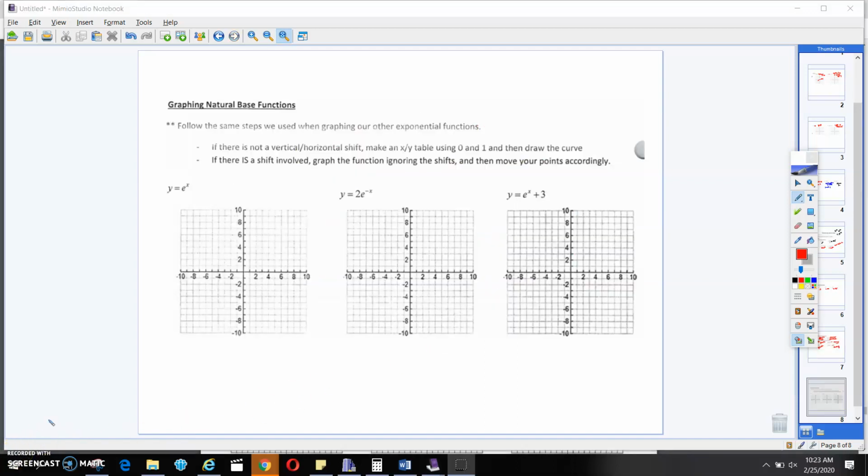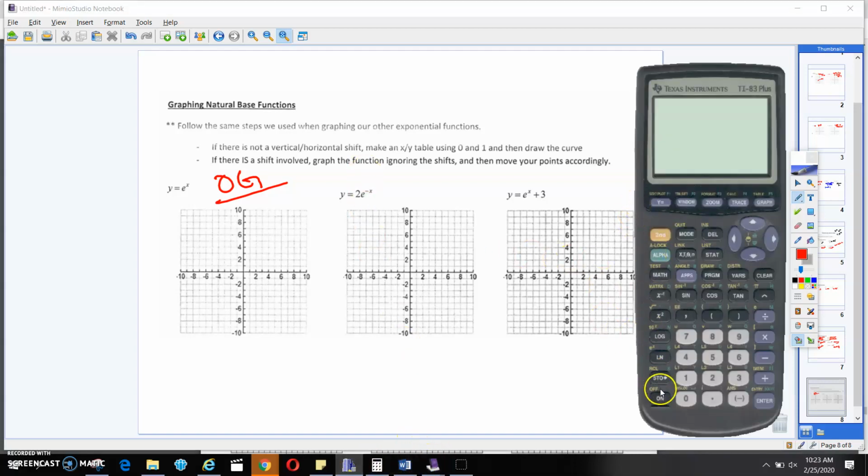Okay. So on this one, it has y equals e to the x. So this is like the OG or the parent function for this group of functions. So if I graph this, I'm going to go into my y equals. I'm going to clear all this other mess out. And I'm going to hit second ln raised to the x power. When I graph that, it looks very, very familiar.